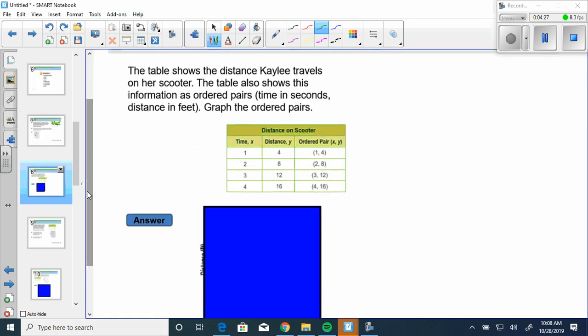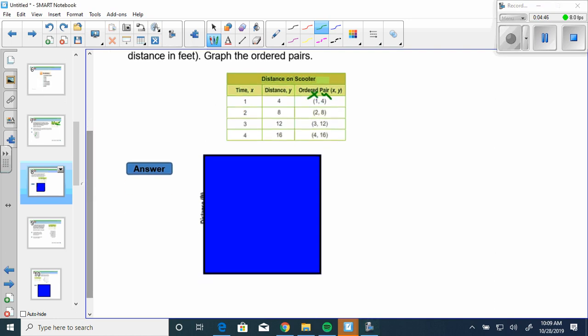The table shows the distance Kaylee travels on her scooter. The table also shows this information as ordered pairs, time in seconds by distance in feet. So your time is always your independent variable, while your Y is what is dependent on that, the thing that will change. So for each one of these, we have our X and we have our Y, and it tells us what to do. So this tells us to go from the origin right 1 up 4, right 2 up 8, right 3, and right 4 up 16.